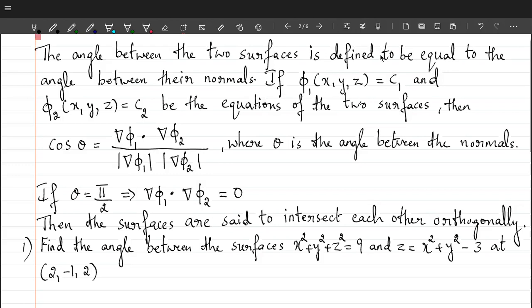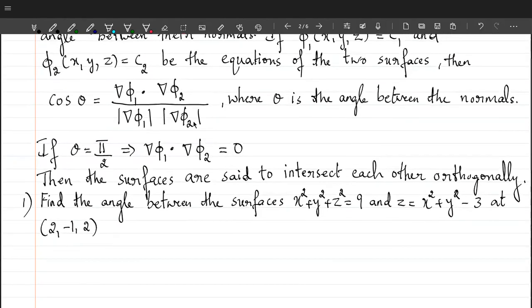So if you calculate the vector normal for this one, and if you find the vector normal for this scalar function over here, and if you calculate the angle between those two vector normals, then that angle will be same as the angle between these two surfaces. So to find the angle between the two surfaces which are given, we use this formula, that is cos theta equal to del phi 1 dot product with del phi 2 divided by magnitude of del phi 1 multiplied with magnitude of del phi 2, where theta is the angle between the normals.